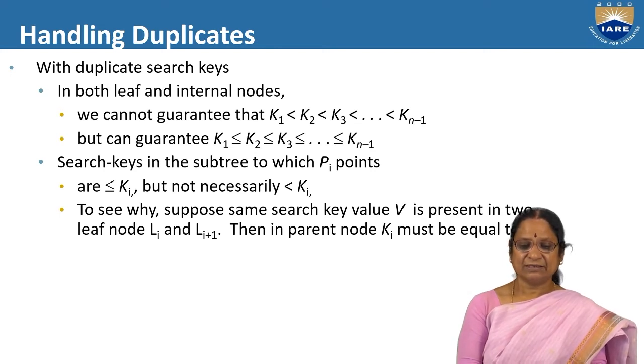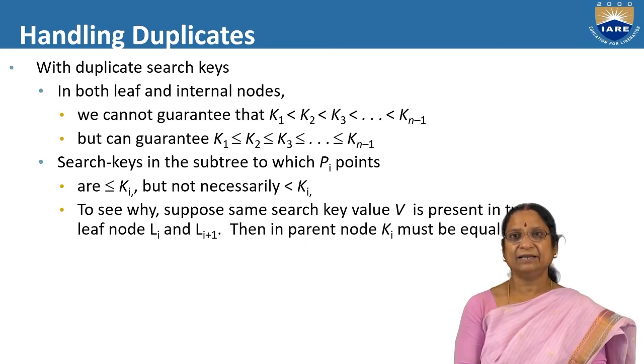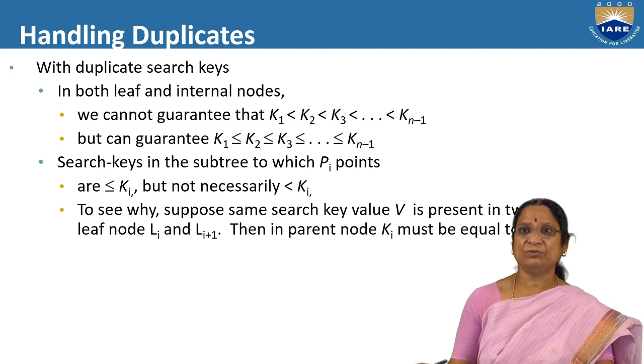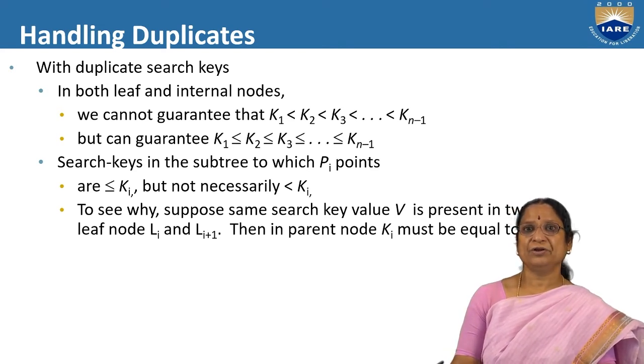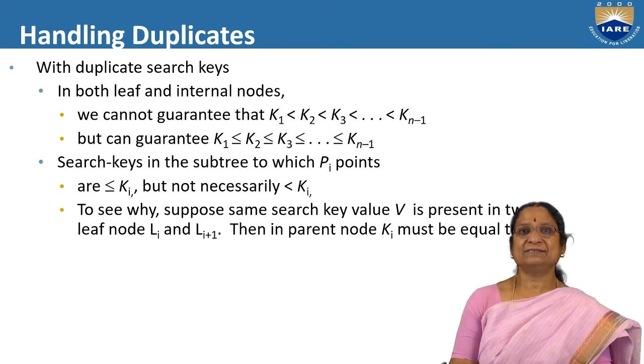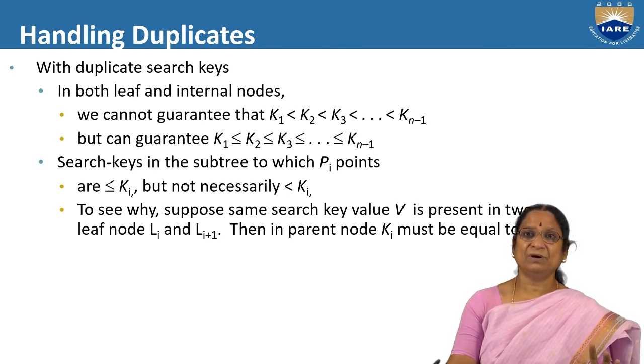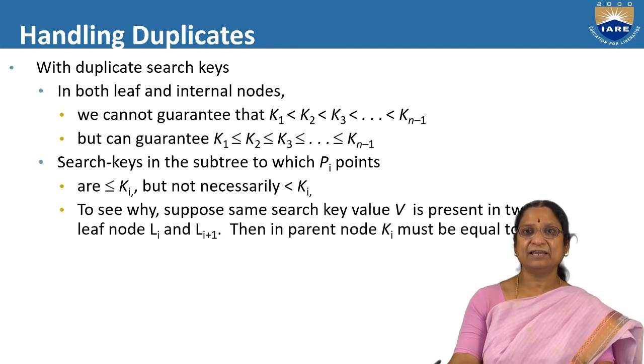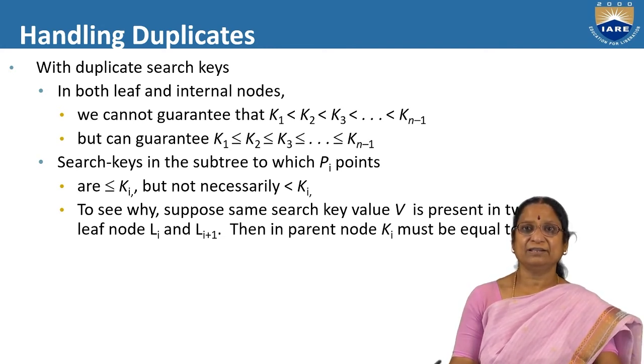Why? Because if the same search key value is present in two leaf nodes Li and Li plus 1, then the parent node's Ki must be equal to that value. So even if duplicates are there in the non-leaf nodes, that is internal nodes, no need to modify. But in the leaf nodes, all of them will come under the same group, though of course not necessarily the same leaf node. Maybe if the first value occurs in Li, the next duplicate value may occur in Li plus 1, if it is the last value in the first leaf.